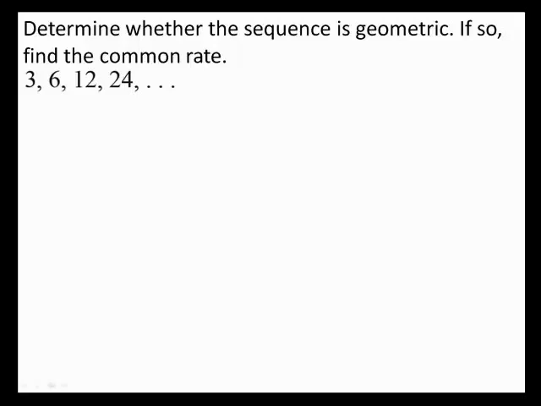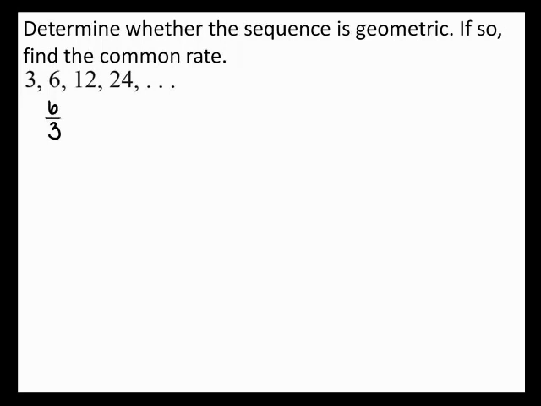Determine whether the sequence is geometric. If so, find the common rate. 3, 6, 12, 24. To find the ratio, divide 6 by 3, 12 by 6, and 24 by 12.